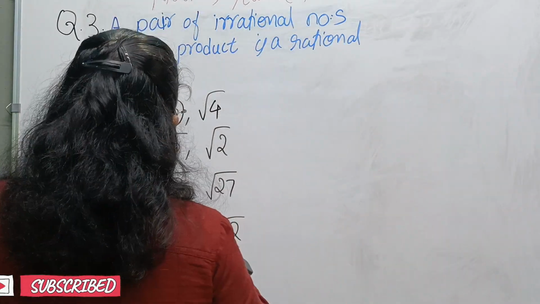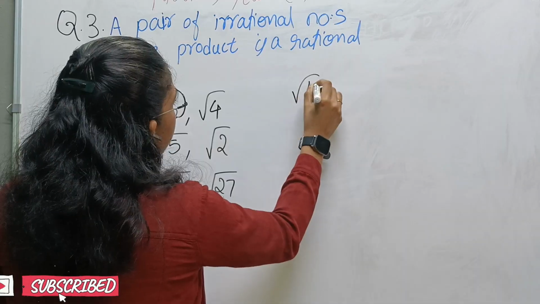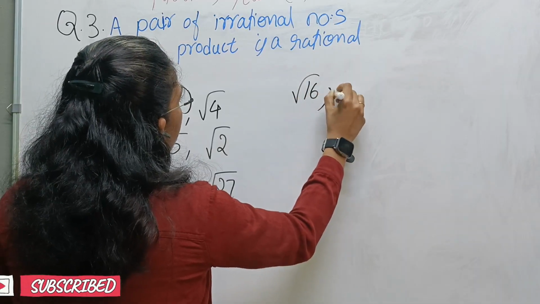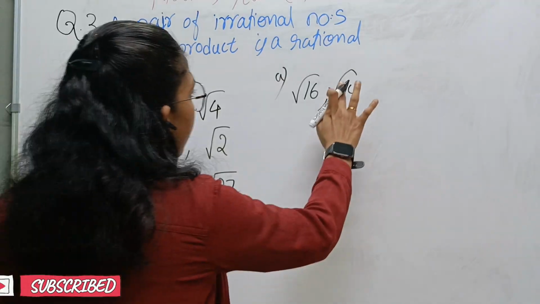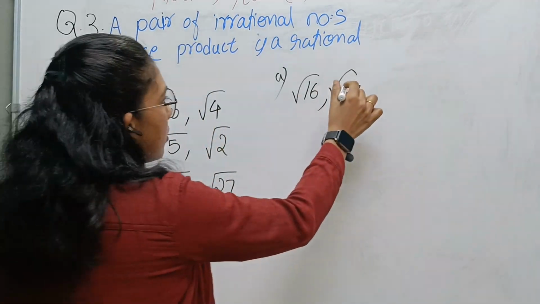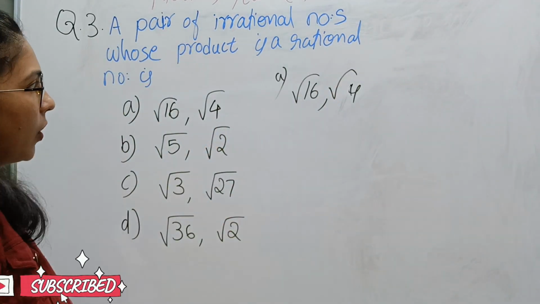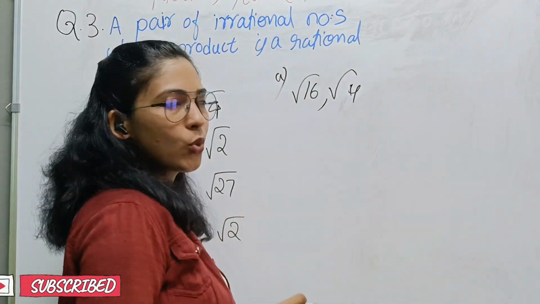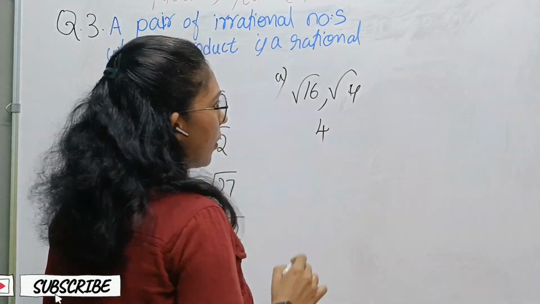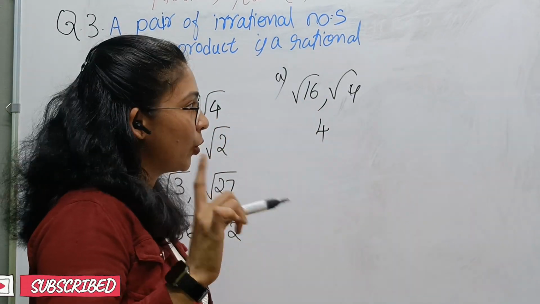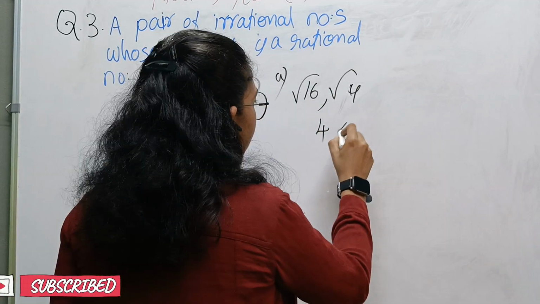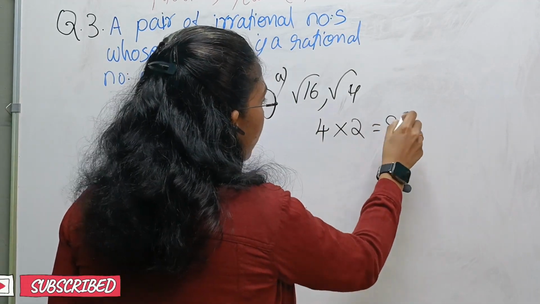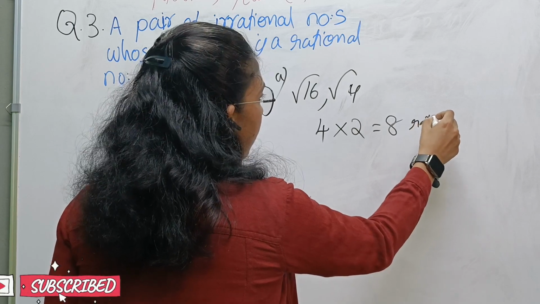Is root 16, root 4? Okay, first one is root 16, root 4. And we know that root 16 is 4. Okay, then what is root 4? It's 2. Okay, so 4 times 2 is equal to 8. It's a rational number.